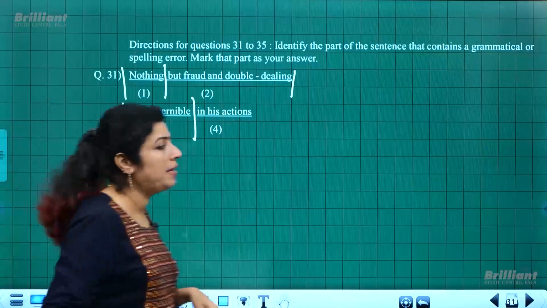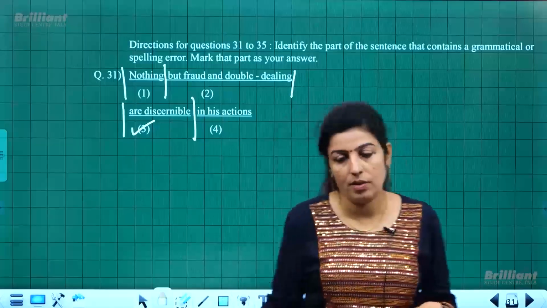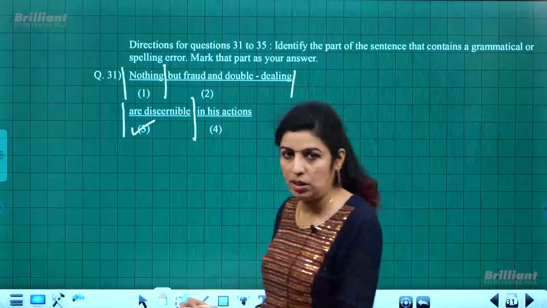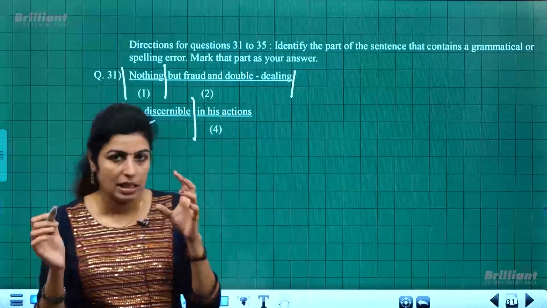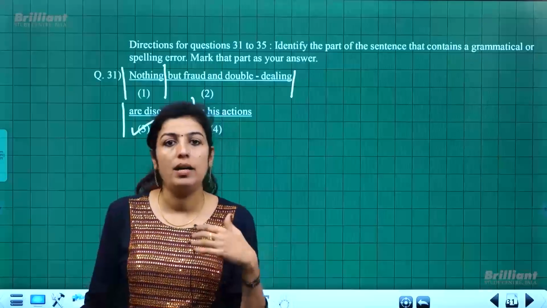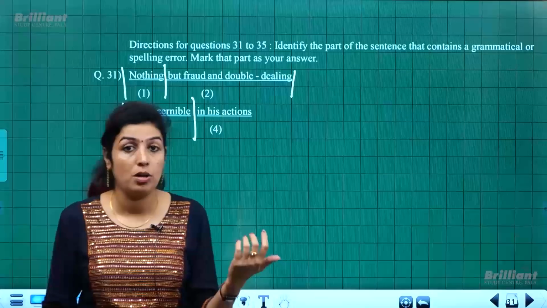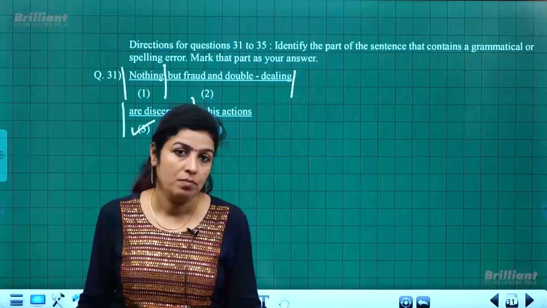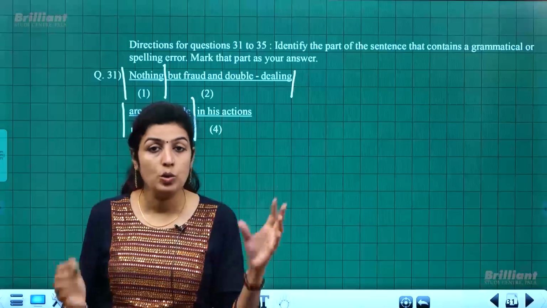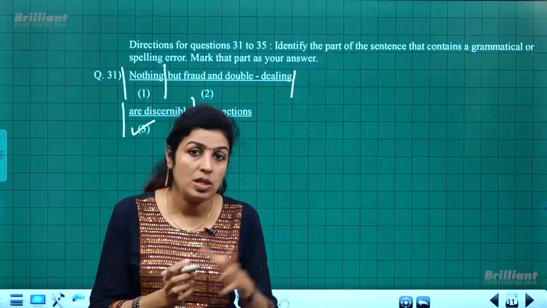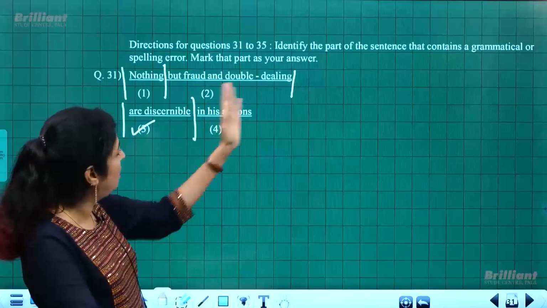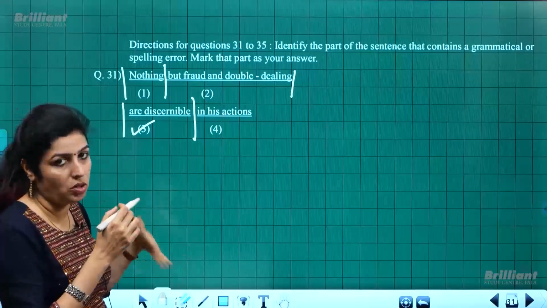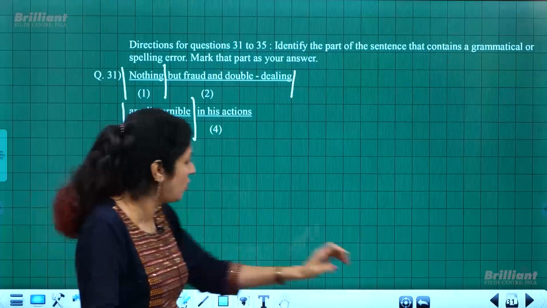The reason is, when you use the term bread and butter, it is two things, but taken as a whole or as a singular thing. I say, she had bread and butter, or bread and butter is very often eaten by her, not are very often. So we use bread and butter together. In the same way, fraud and double dealing taken together, so it should be is discernible, not are discernible. So this part has gone wrong.